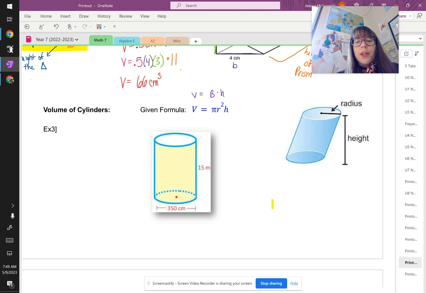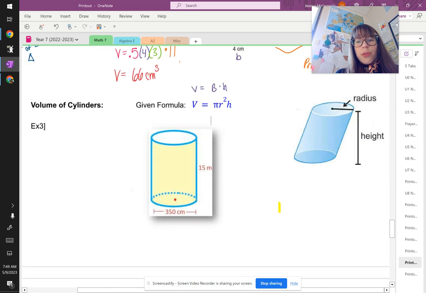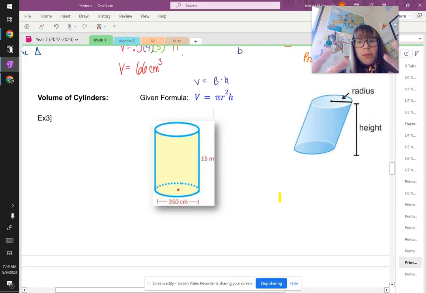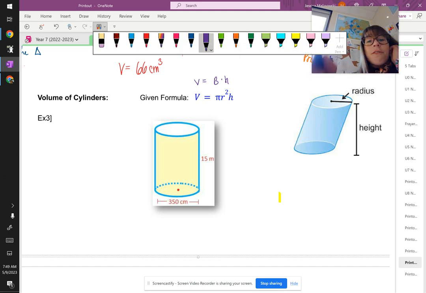Now, with a cylinder, the bases of a cylinder are those circles. Well, how do you find the area of a circle? Maybe you remember area of a circle is pi r squared, or pi radius squared. So when we're using the formula for this cylinder, it's really just the area of the base times the height of the cylinder.